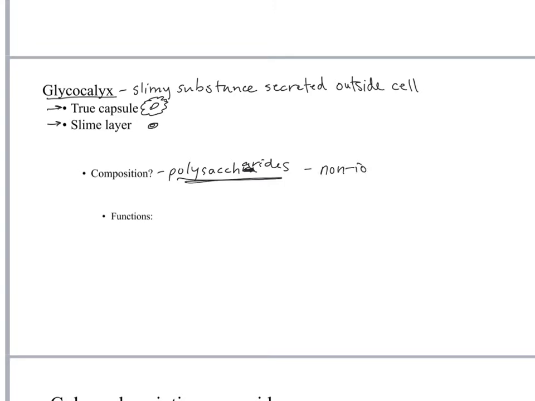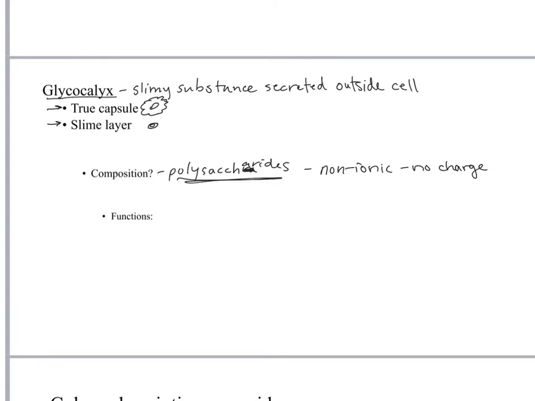And most of the time they are non-ionic, meaning they have no charge. So that makes it difficult for us to see them just by attaching some kind of stain to them. Okay, so instead we try to stain the background so that the capsule stays unstained.